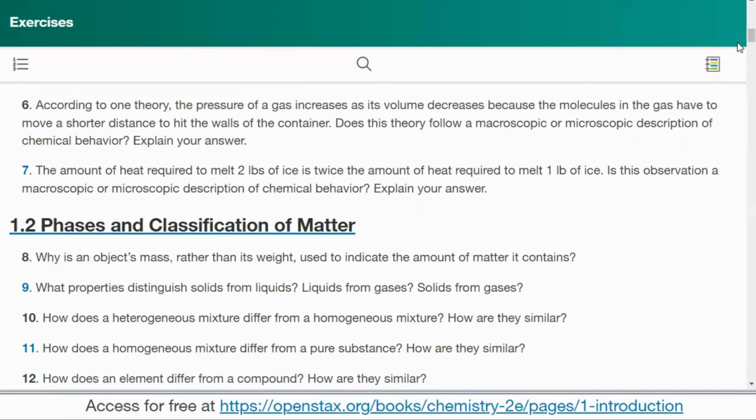But as someone having studied statistical mechanics, where we try to explain macroscopic behavior in terms of microscopic behavior, I'd say that the description in terms of molecules in the gas having to move a shorter distance to hit the walls of the container is a microscopic description that explains the macroscopic properties. That's the way I would have it in terms of a physics class. And I wouldn't describe that as a chemical behavior. So that's one of those questions.